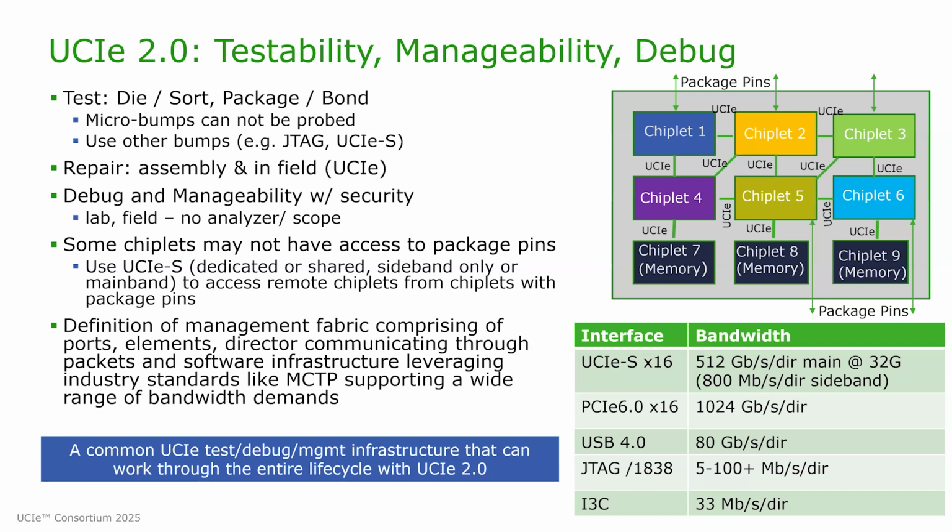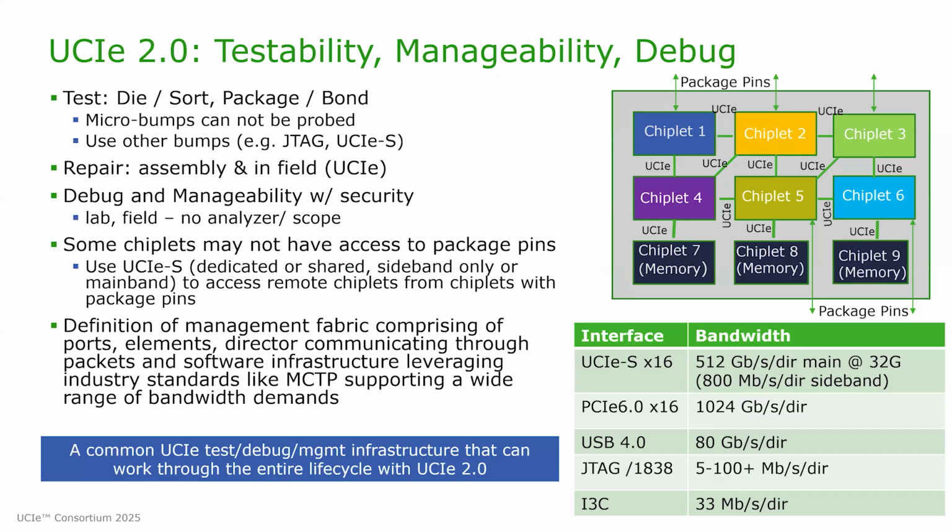So with UCIe 2.0, we introduced another thing, a sideband only interface for explicitly doing testability, manageability, debug. That is UCIe-S, and with that you get 800 megabits per second bandwidth per direction. We also introduced the notion of a native x8 UCIe-S if you need more bandwidth. These are dedicated bumps for test, debugability, manageability, so you can use them if you don't want these aspects interfering with your regular traffic. Of course, you have the option of time multiplexing with your existing UCIe links.